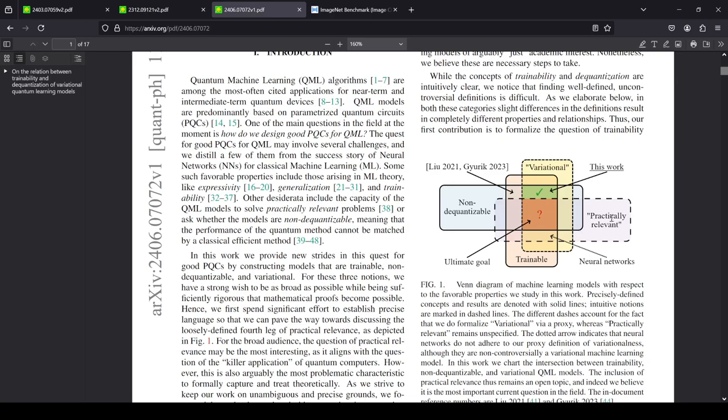And so the question of the last work is basically, does this overlap of trainable and non-dequantizable, shown right here, I don't know if my mouse can be seen, exist? Or does it exist overlapping with the practically relevant? I'm sure in the last one, you could certainly construct a trainable non-dequantizable circuit that is just contrived. Usually the question is, can I construct something that does this abstract theoretical task? Almost always I would say yes, but is this ever practically relevant? Maybe not. So that's the real goal: can this be done?